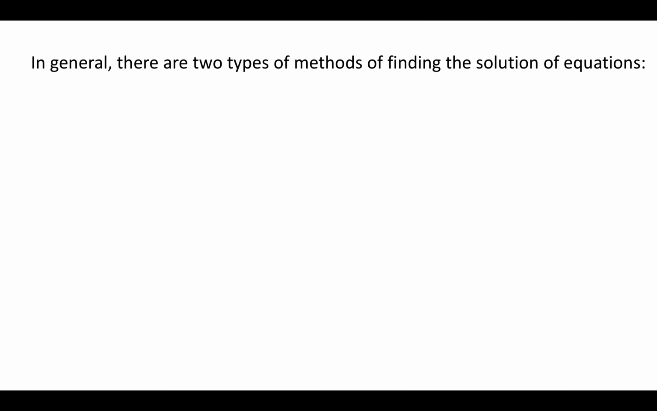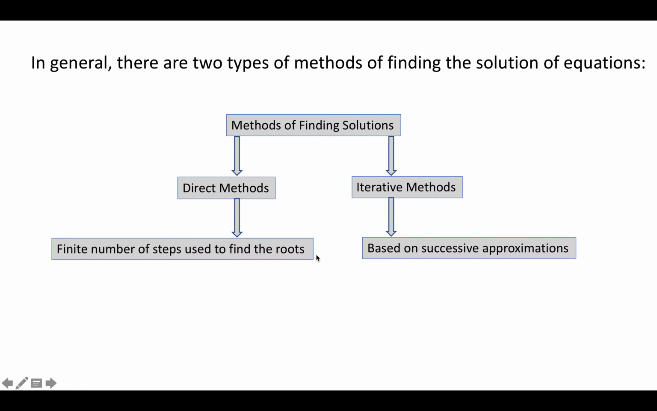Now in general, there are two types of methods of finding the solution of an equation, algebraic or transcendental. So the methods of finding solutions fall into two categories, direct methods and indirect methods. In the direct method, we have a finite number of steps used to find the root. For a quadratic equation, the root is equal to (-b ± square root of (b^2 - 4ac)) divided by 2a. So this is a direct method of finding the solution of a quadratic equation.